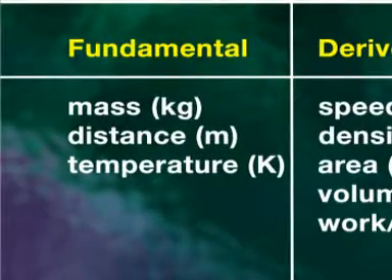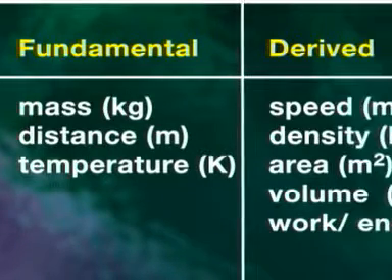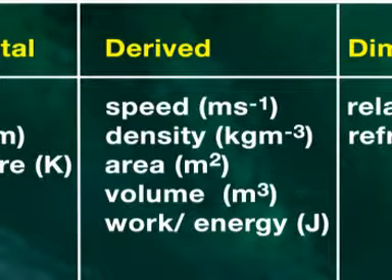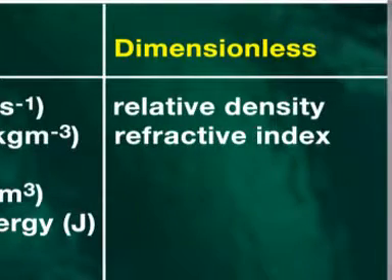Mass, distance, temperature, all grouped under fundamental quantities. Speed, density, area, volume, and work or energy, all grouped under derived quantities. Under dimensionless quantities, we have relative density and refractive index.